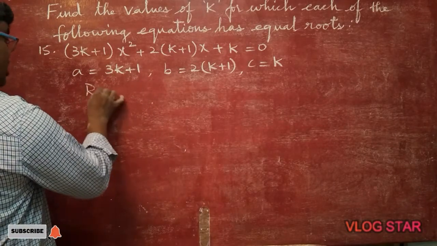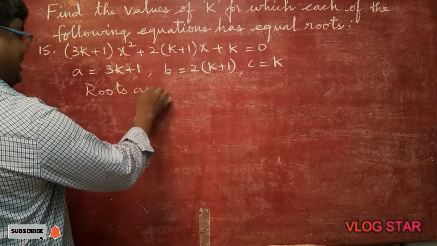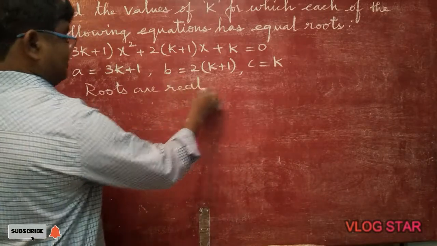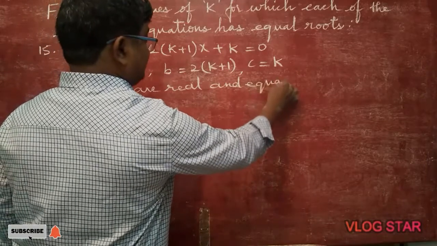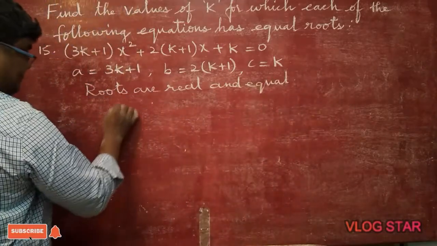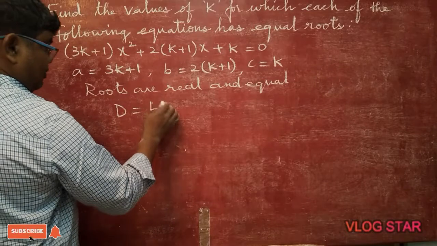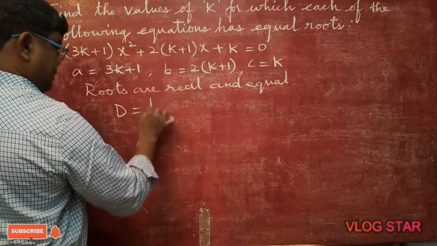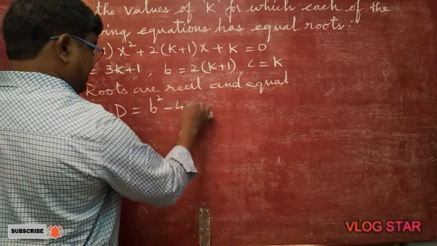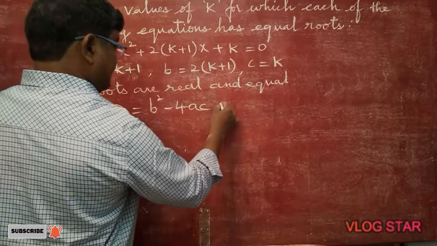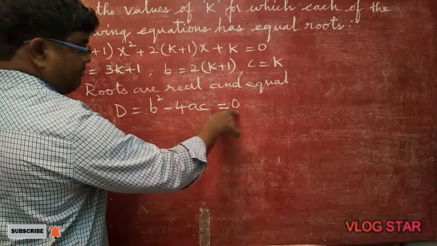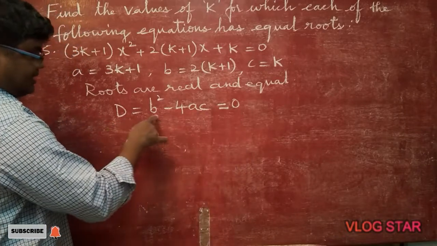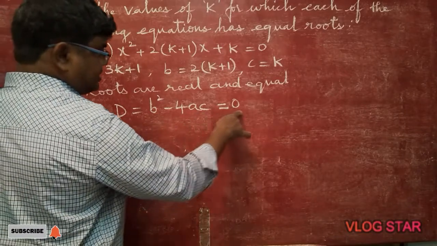Here the roots are real and equal. Equal means real and equal. What's the meaning of this? D is equal to b square minus 4ac is equal to 0. What is the formula for D? The discriminant, b square minus 4ac, is equal to 0.